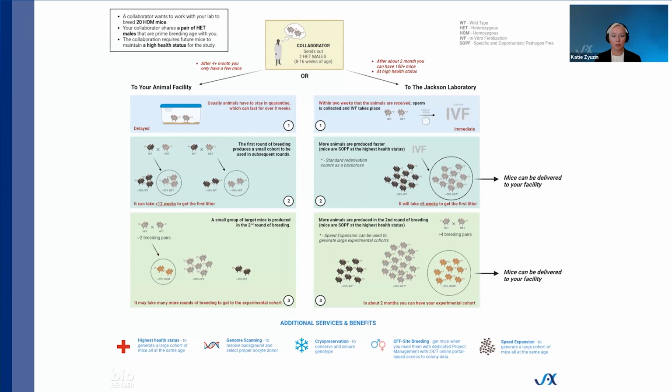Even in instances when you're starting with heterozygous males, as illustrated in this slide, you can start getting homozygous animals in as little as 2 months. So the bottom line, as seen in this example, if you start with just 2 heterozygous males, you can spend months and months on breeding and still only attain a few experimental mice. While when you send the mice for rederivation at JAX, you can have a cohort of the right size and in best health status in just under 2 months.